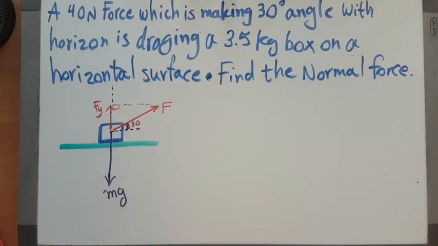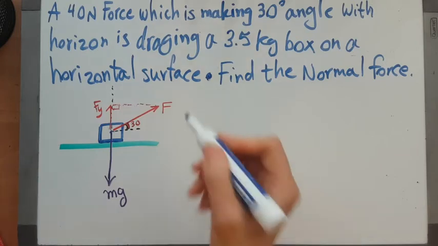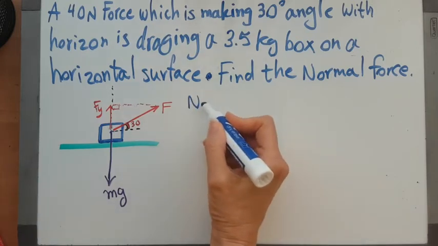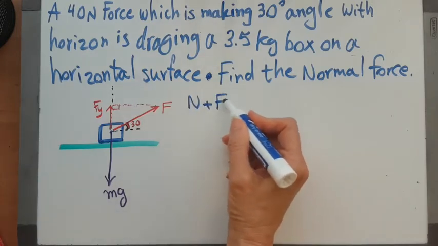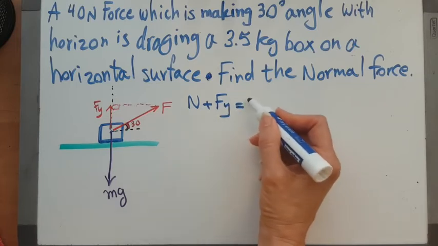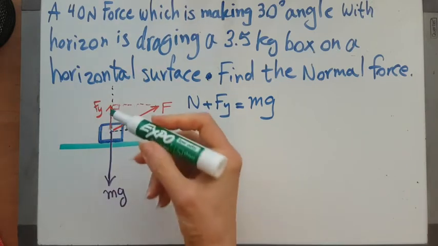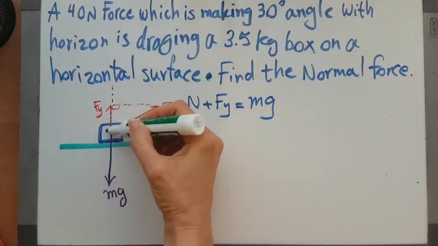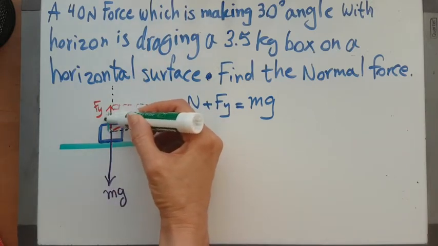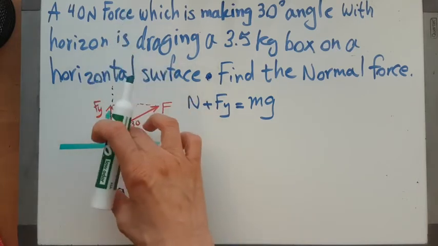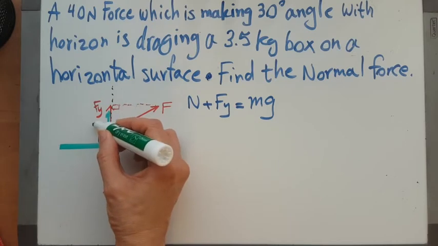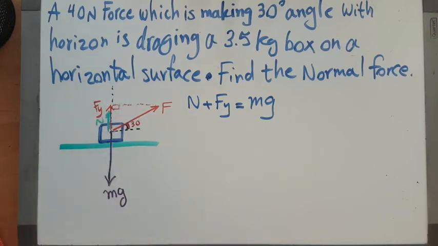I know that the normal force plus Fy must equal mg. They must cancel each other, right? So the normal force is something here, which must be added to this and make up this. So this is normal force, and that's what I am trying to find.